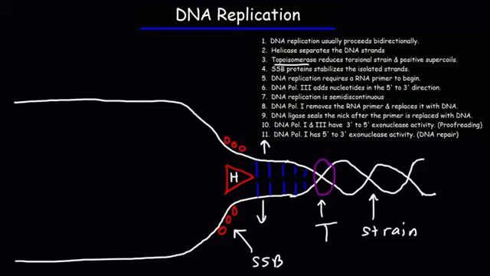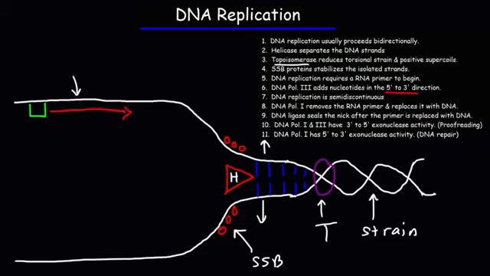Now, DNA replication requires an RNA primer to begin. So I'm going to draw the RNA primer in green. The RNA primer is basically a sequence of RNA nucleotides. DNA polymerase III, once it sees the RNA primer, begins to synthesize the new strand in the 5 to 3 direction.